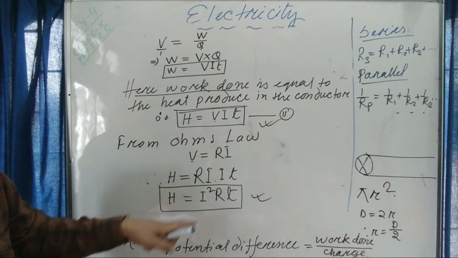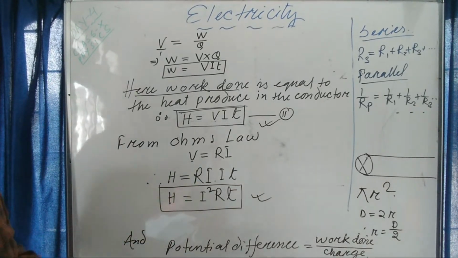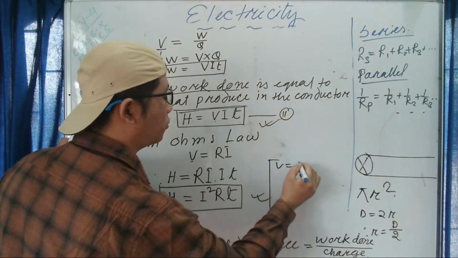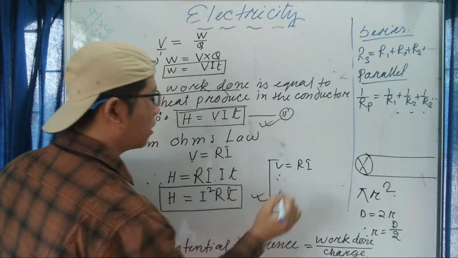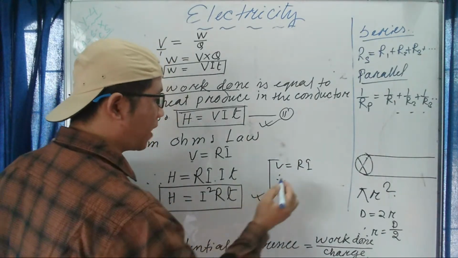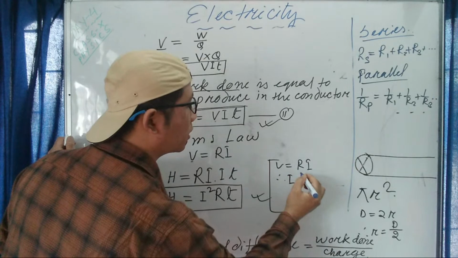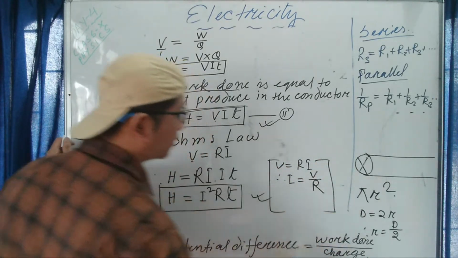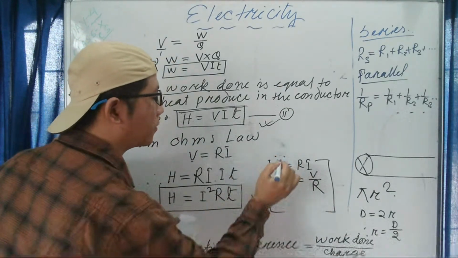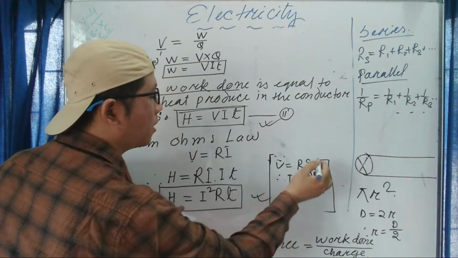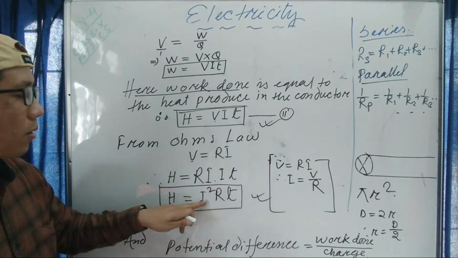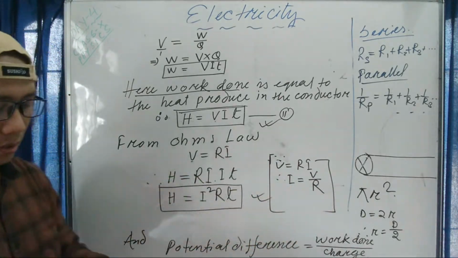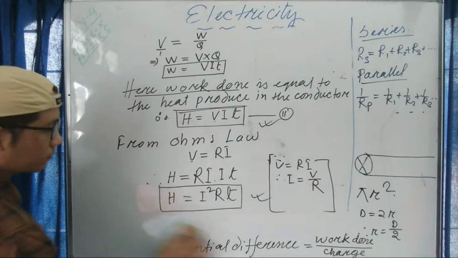Because from Ohm's law itself, what we know is V is equal to IR only. Therefore, we can find the equation of I: I is equal to V by R. Yes, we can write that. Then from here, instead of I, we are going to substitute the value V by R. So this equation is going to come now.